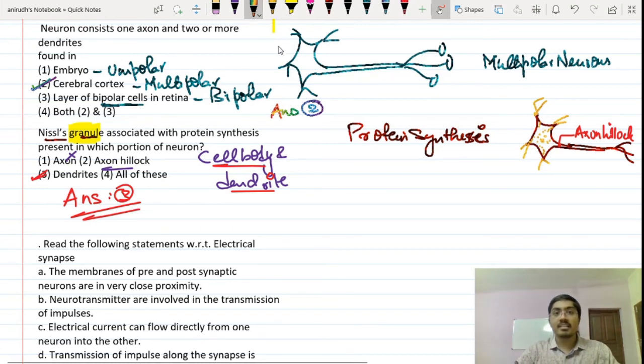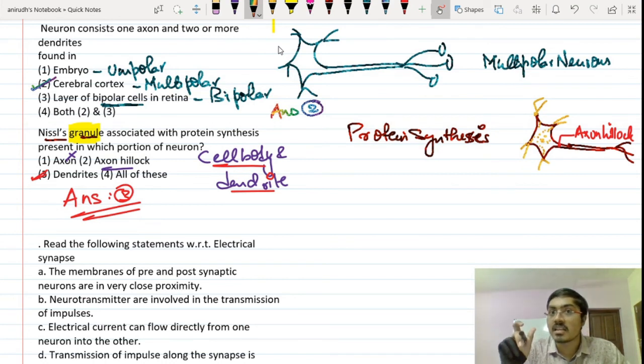Let me read this particular point to you in the NCERT. I have taken a printout of NCERT. Just look at this. The cell body contains cytoplasm with typical cell organelles and contains granular bodies called Nissel's granules. So they have clearly mentioned that you will get the Nissel's granules in the cell body or the cyton.